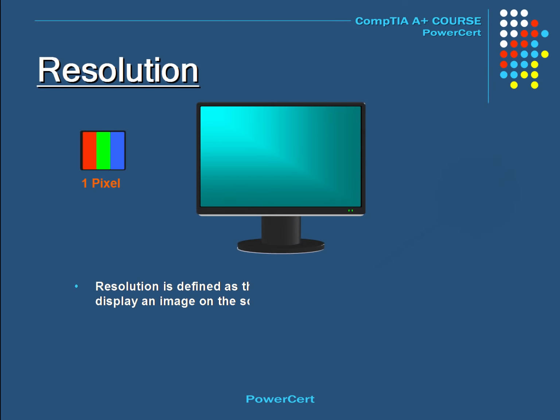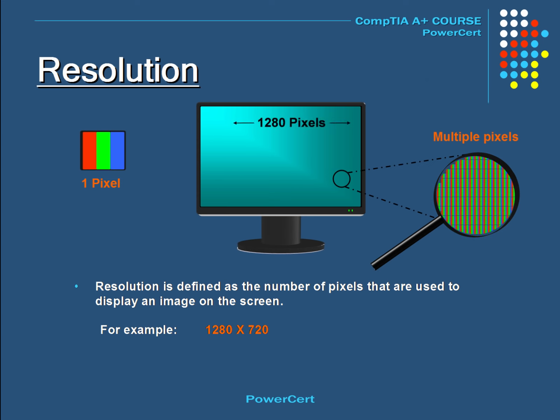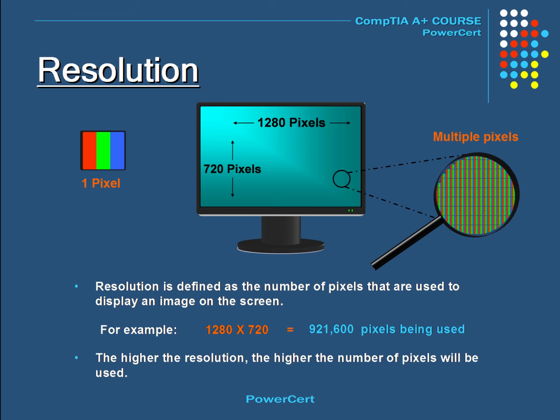Resolution is defined as the number of pixels that are used to display an image on the screen. For example, if a monitor is set to a resolution of 1280 by 720, then this means that there are 1280 horizontal pixels by 720 vertical pixels, which means that there are 921,600 total pixels being used. The higher the resolution, the higher the number of pixels that will be used, which means a clearer and sharper image.